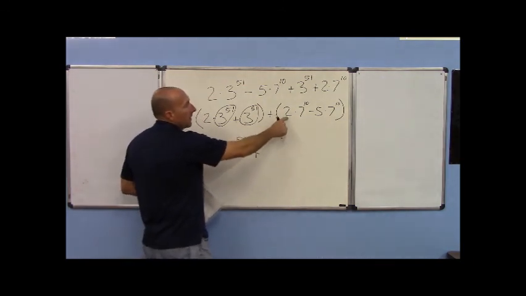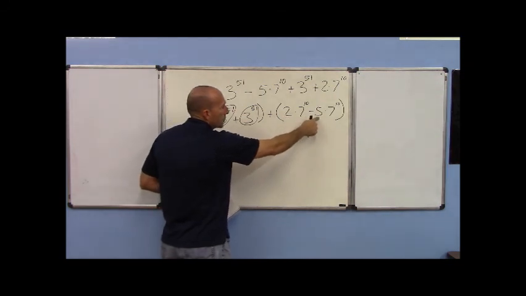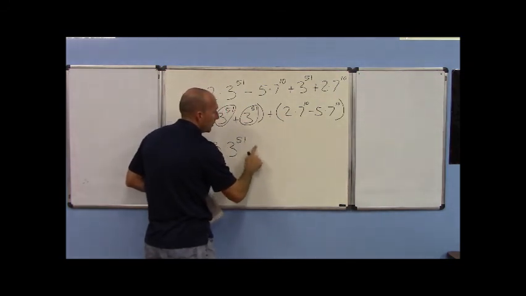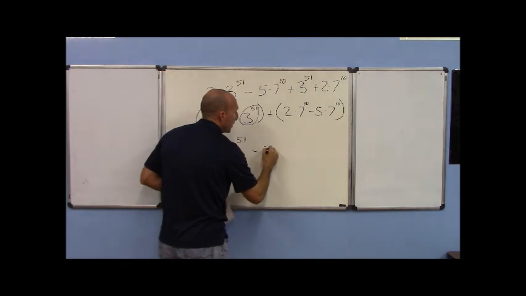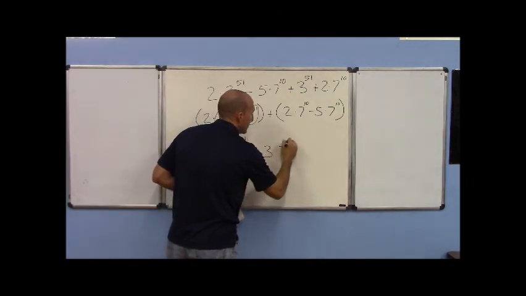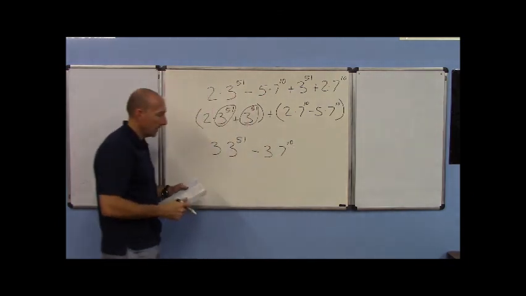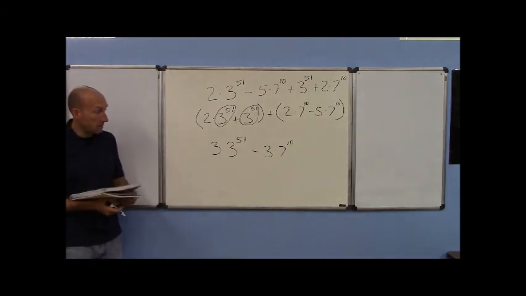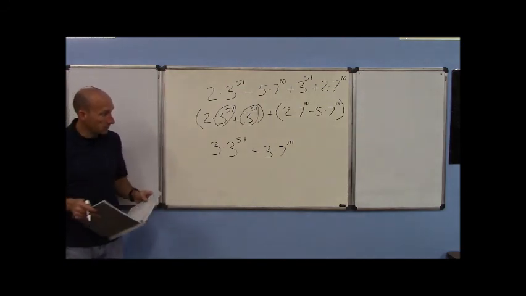Plus, here we have 2. We're subtracting 5, so we're actually going to be subtracting 3 times 7 to the power of 10. And that will be our final answer with that.